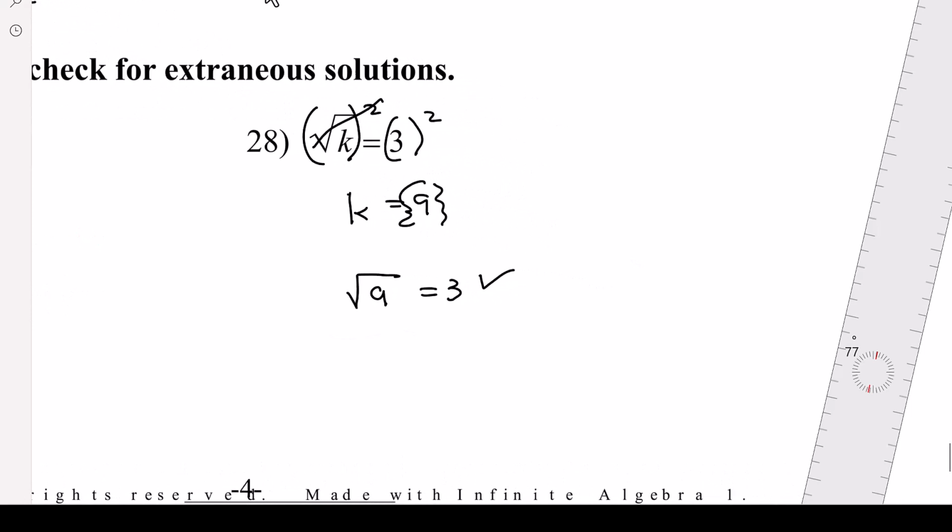Remember, you have to check each time because once in a while, you'll have what's called an extraneous solution. That means that let's say we got x is equal to 2. Well, or k is equal to 2. Does the square root of 2 equal 3? No. That would be called an extraneous solution.